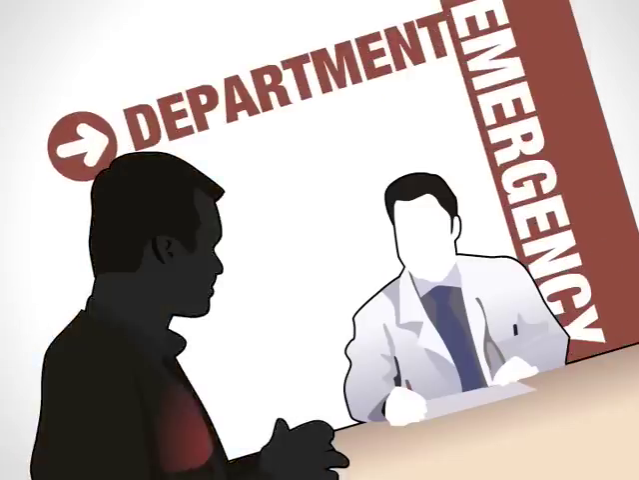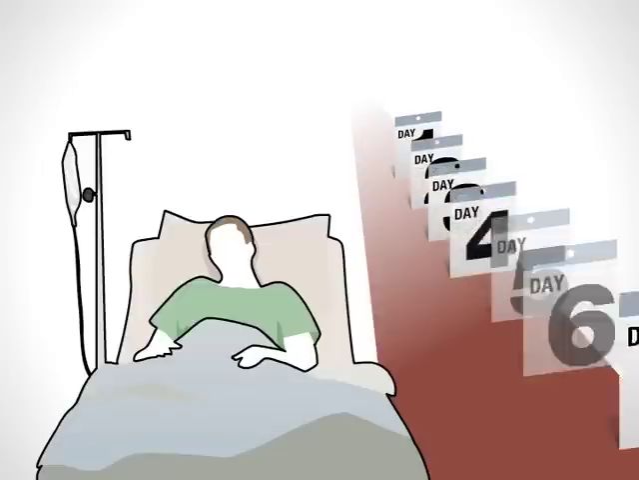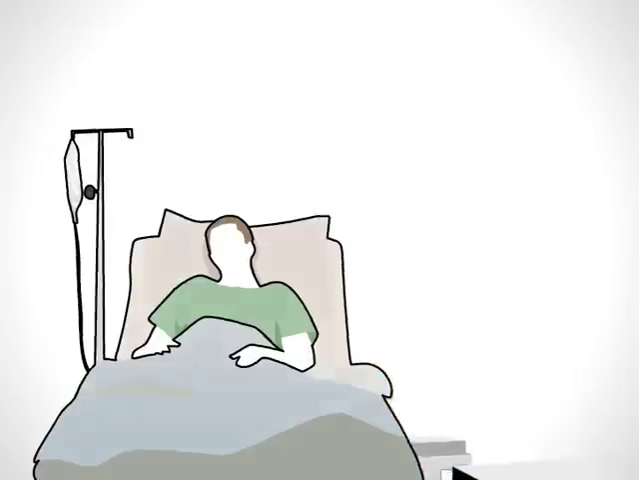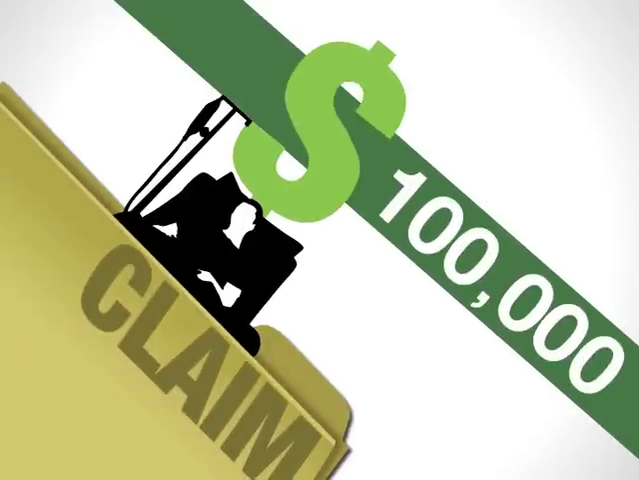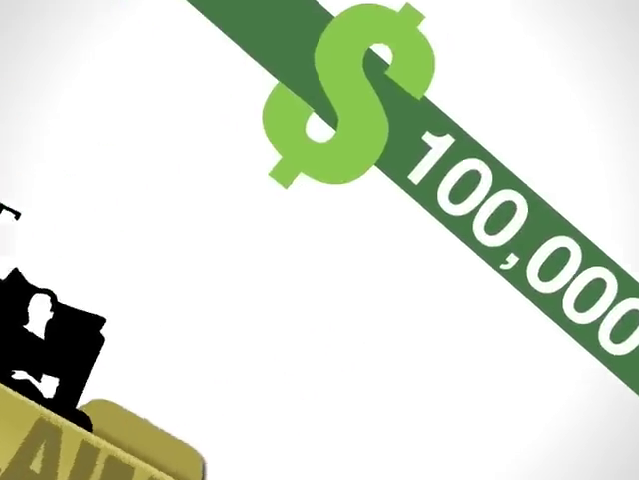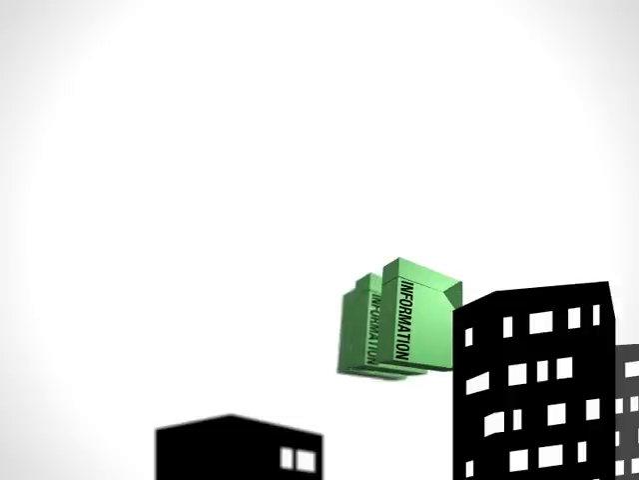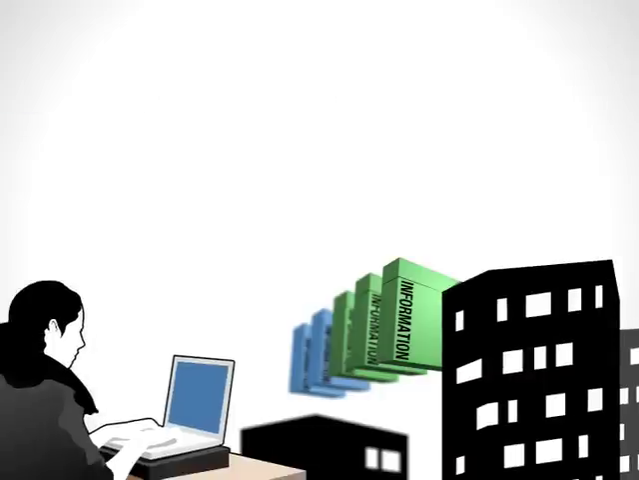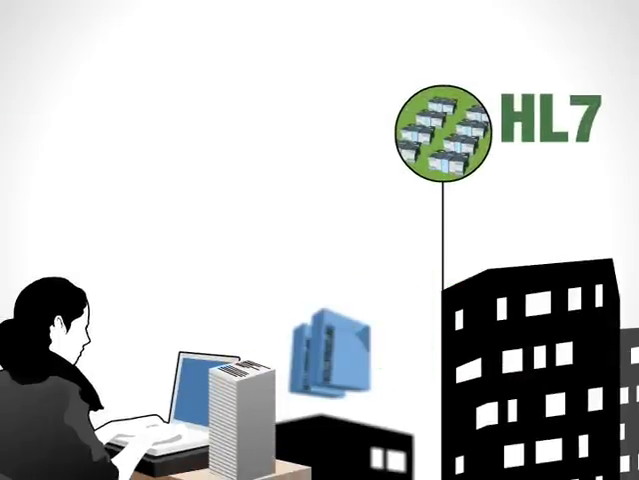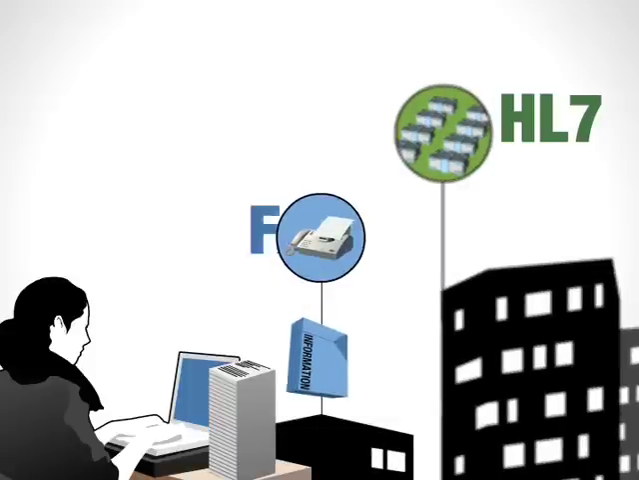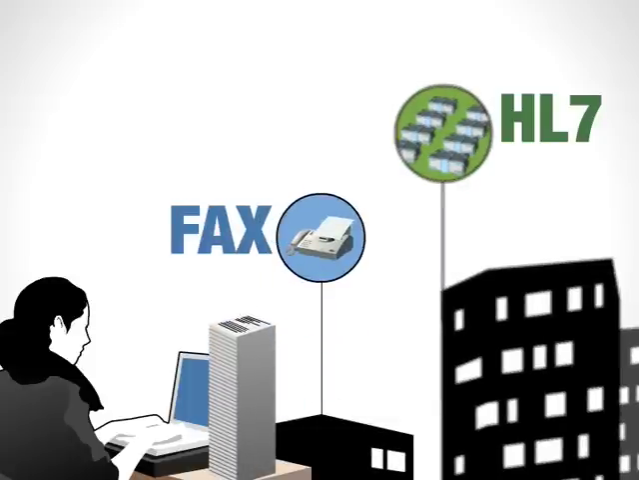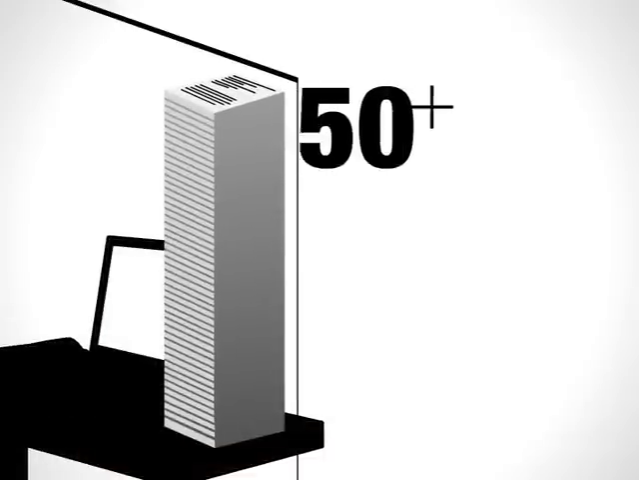John Smith arrives in the emergency department with a complaint of chest pain, shortness of breath, and pain in the left arm. By the end of John's treatment, he has spent 7 days in two different hospitals. His claim is valued at over $100,000, so it routes for evaluation. The health plan requests information from both hospitals. The first hospital sends an HL7 electronic transmission of documents related to John's stay, while the second hospital faxes documents to the health plan. Altogether, the health plan receives 50-plus pages on John Smith.